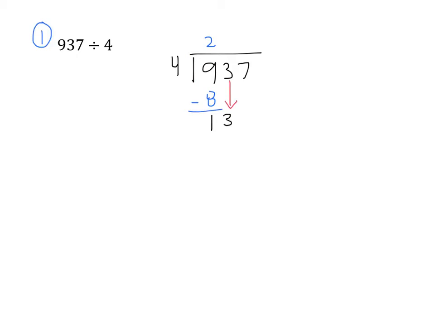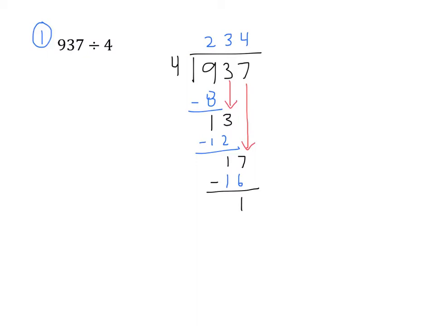Now I need to ask how many times does 4 go into 13? 4 goes into 13 3 times. 4 times 3 is 12. Subtract that, I have 1. Bring down my 7. So now I need to see how many times does 4 go into 17. 4 goes into 17 4 times. 4 times 4 is 16. And if I subtract that, I have 1 left over.